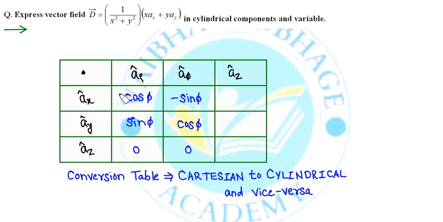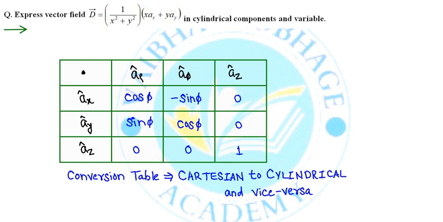The dot product between ax and az, from the property of the dot product, is equal to 0. The dot product between ay and az will again be equal to 0, and the dot product between the same two vectors, az and az, is equal to 1. So you just take a screenshot of this table that we will be using throughout this numerical.